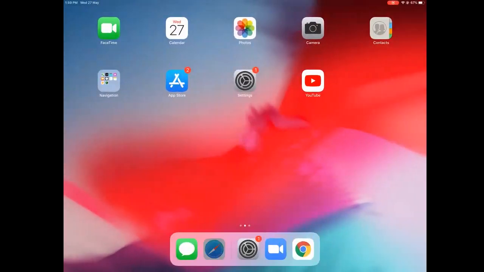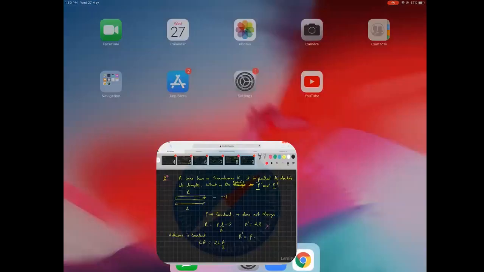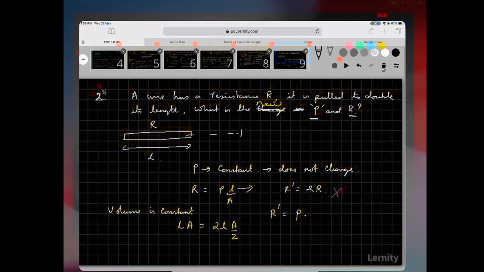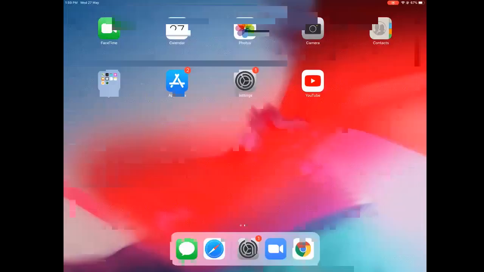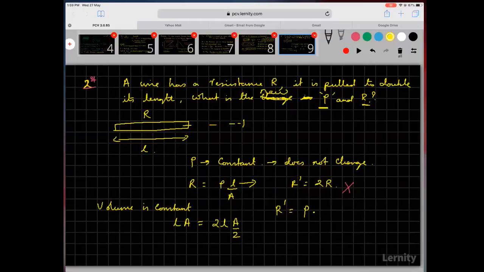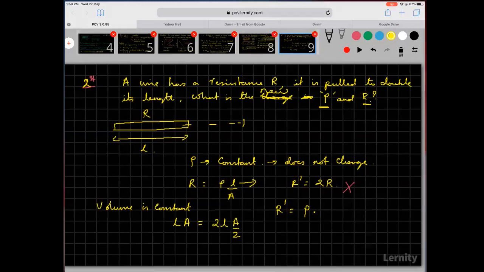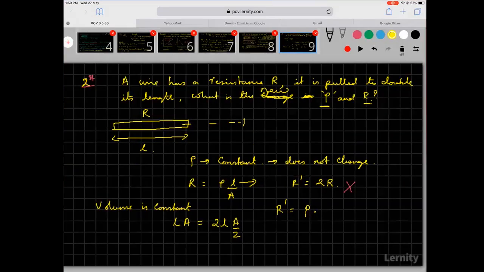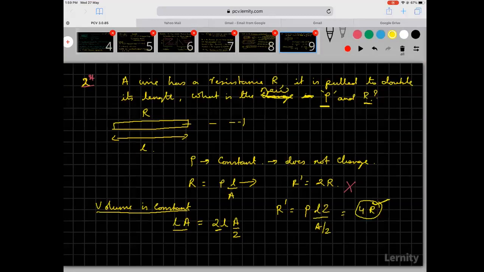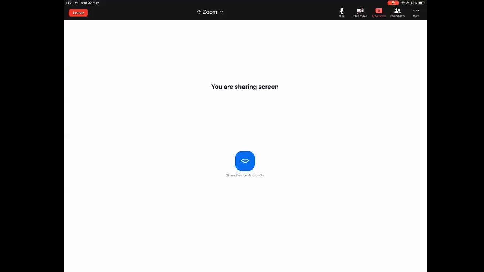So I was telling you about what happens to the resistance of a wire when it is pulled to double its length. So I was telling you that look, volume is constant. So if length into area is the volume, and length is becoming 2L, the area has to become A by 2. So when I substitute, it will become rho into 2L divided by A by 2. So the 2 goes up and it becomes 4 times R. Okay, so the new resistance becomes 4 times R. So this is an important question from board perspective. Hope you are able to get it. Okay.